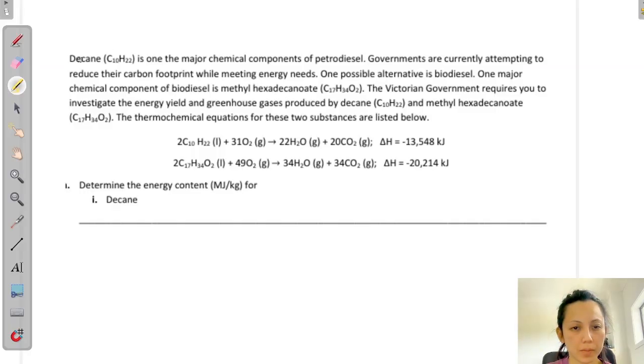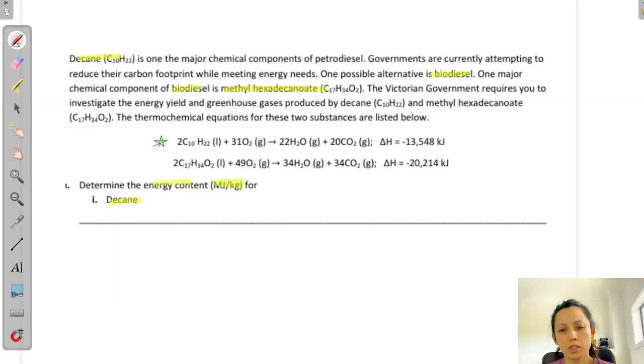You've got decane, an alternative to biodiesel. One major component of the biodiesel is this one here, and the question requires you to investigate. You've got two thermochemical equations, as you can see here, one for decane and one for the methyl hexadecanoate. The first thing we want to do is convert the energy content to megajoules per kilogram for decane. So really we're worried about this particular reaction at the start.